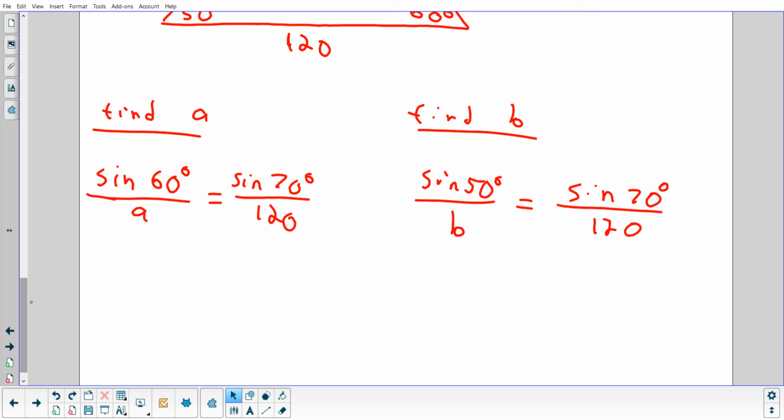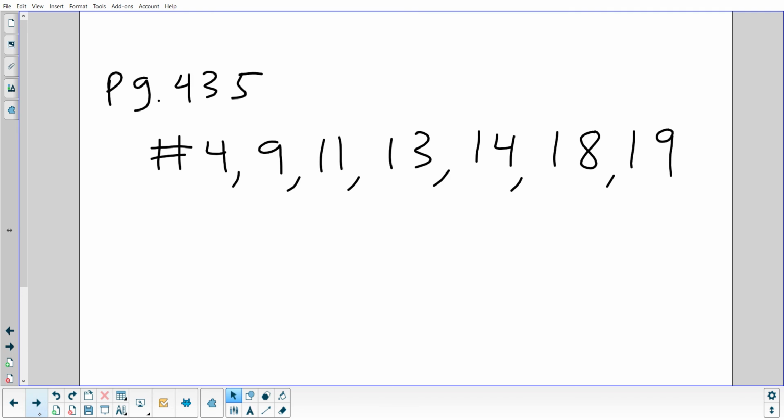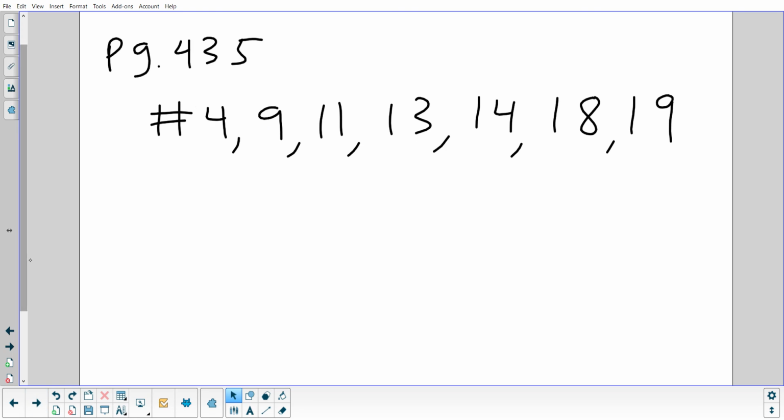Okay. Any questions on that? Okay. So that is law of sines. Okay, so those are the problems to take a look at for tonight. So 4, 9, 11, 13, 14, 18, and 19.